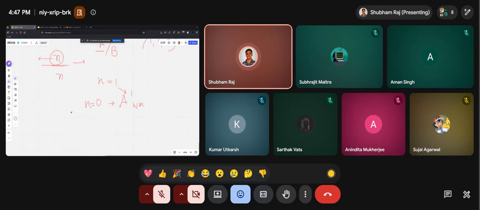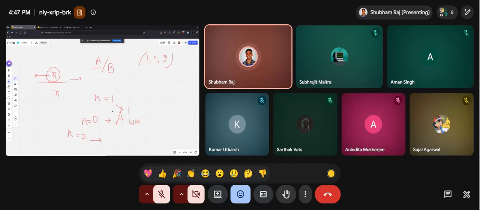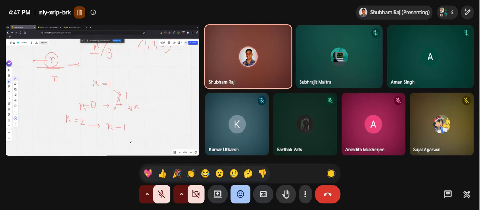Now, if I talk about the second test case, that is n equal to 2. In the first case, Alice can remove only one stone, because there are only 2 stones there, so she cannot remove 4 stones from 2 stones only. So she can remove one stone. So our left stone will be 1.